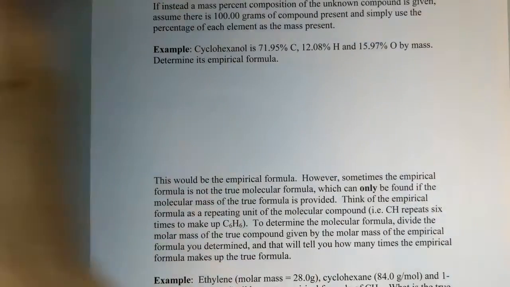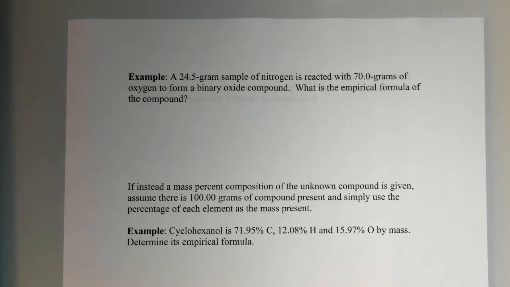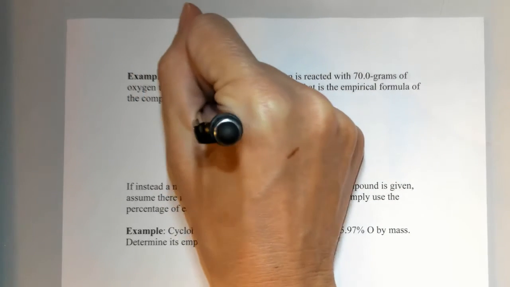So let's work an example, all right? This one is going to be that mass example, like I said, for working in lab. We've got 24.5 grams of nitrogen reacted with 70 grams of oxygen to form a binary oxide compound. What would the empirical formula be? So we've got 24.5 grams of nitrogen and 70.0 grams of oxygen.